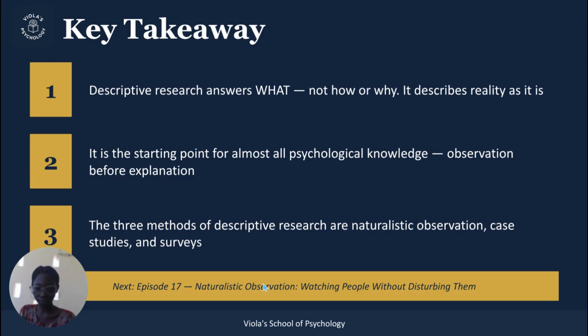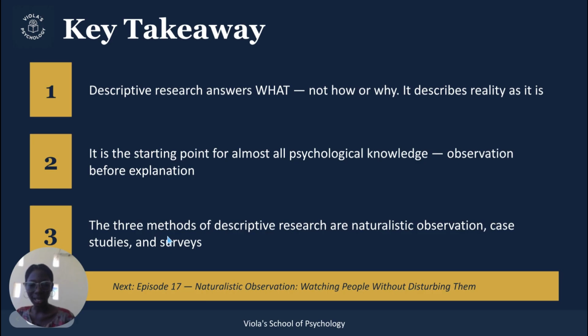Okay. Number 3, the 3 methods of descriptive research, which are naturalistic observation, case studies, and surveys, are the tools we use to do descriptive research so that we can do it accurately.